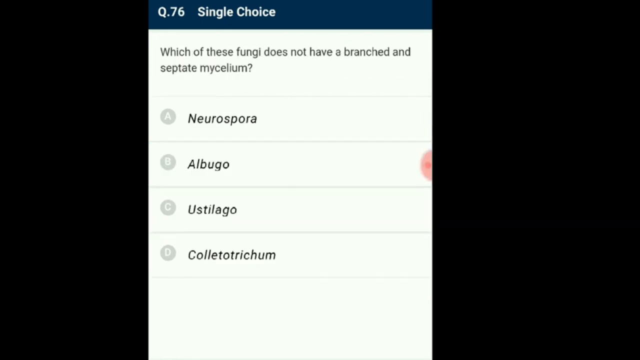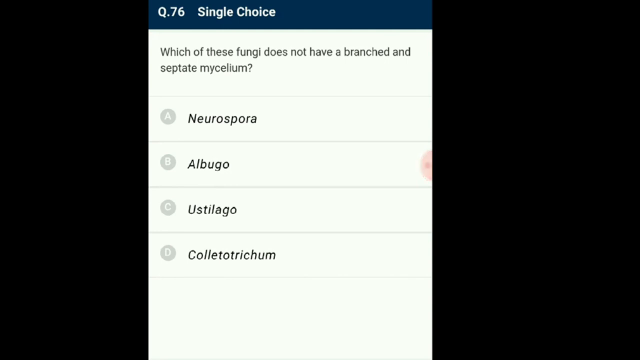Question number 76. Which of these fungi does not have a branched and septate mycelium? Here there are four options. Branched and septate mycelium is found in Ascomycetes, also called sac fungi, Basidiomycetes, club fungi, and Deuteromycetes, imperfect fungi.